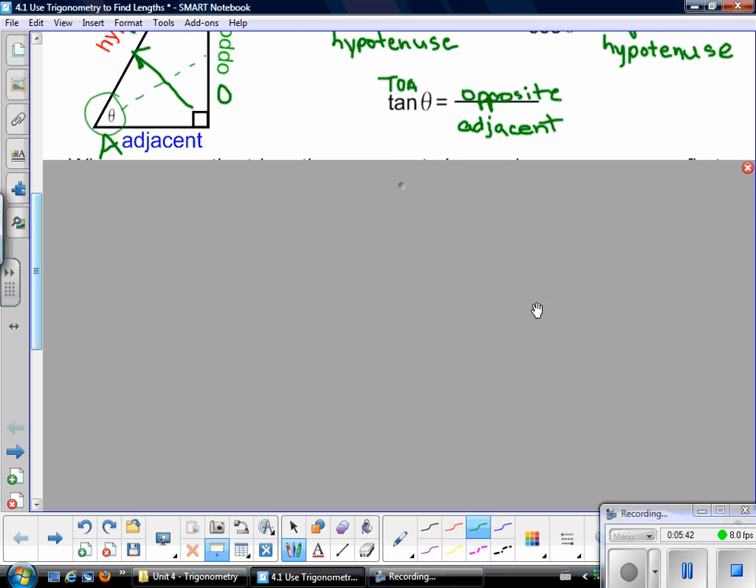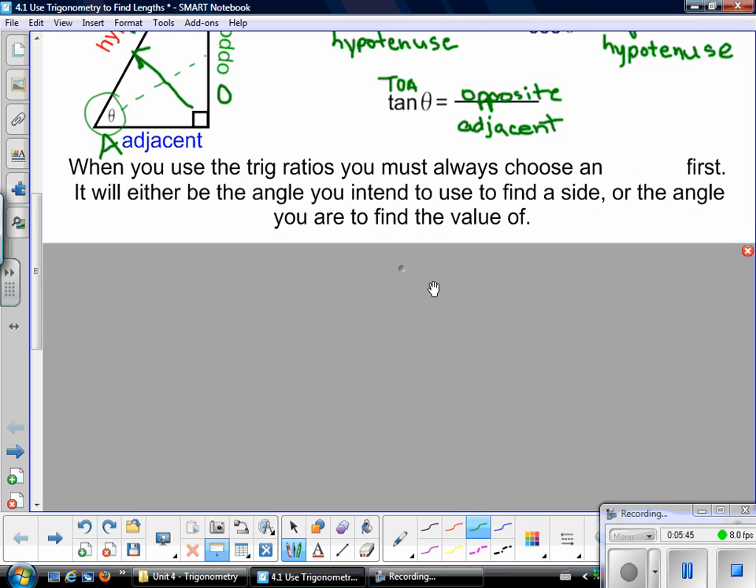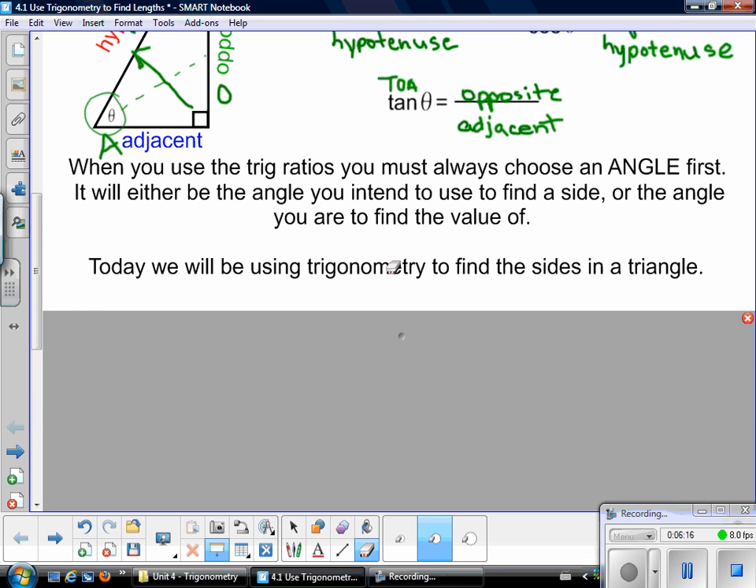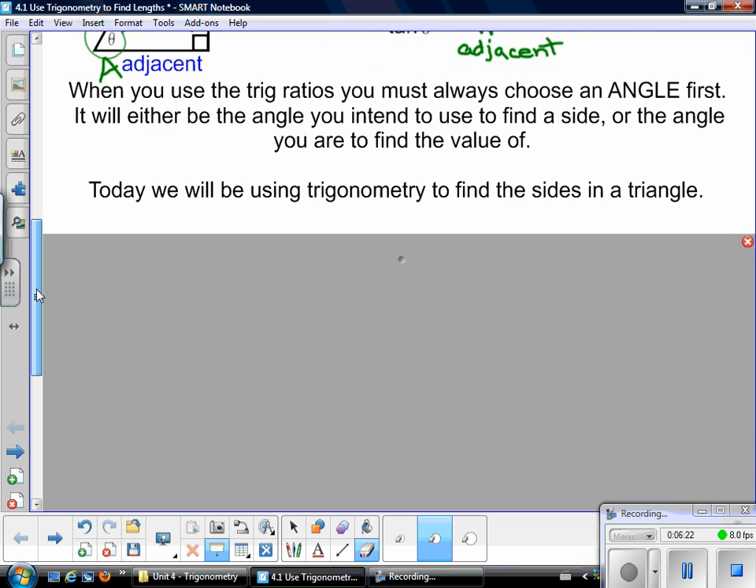So, continuing on with our lesson, when you use trig ratios, you must always choose an angle first. You have to have an angle first in order to label opposite and adjacent. Yes, you can put hypotenuse where it is, but you need to know the angle. It will either be the angle you intend to use to find a side or the angle you are trying to find the value of. It'll be one or the other. Now for today, we're going to be using trigonometry to find the sides in a triangle. We're not finding angles, we're finding sides today.